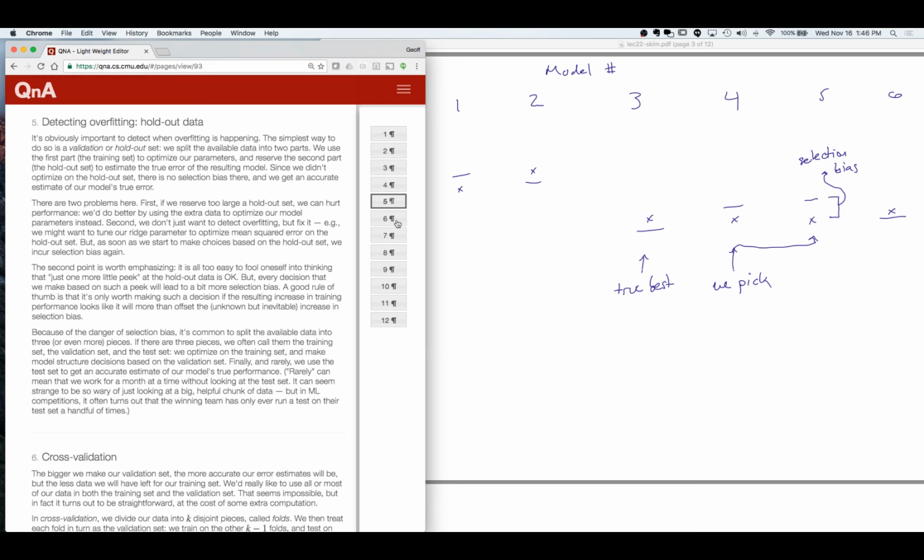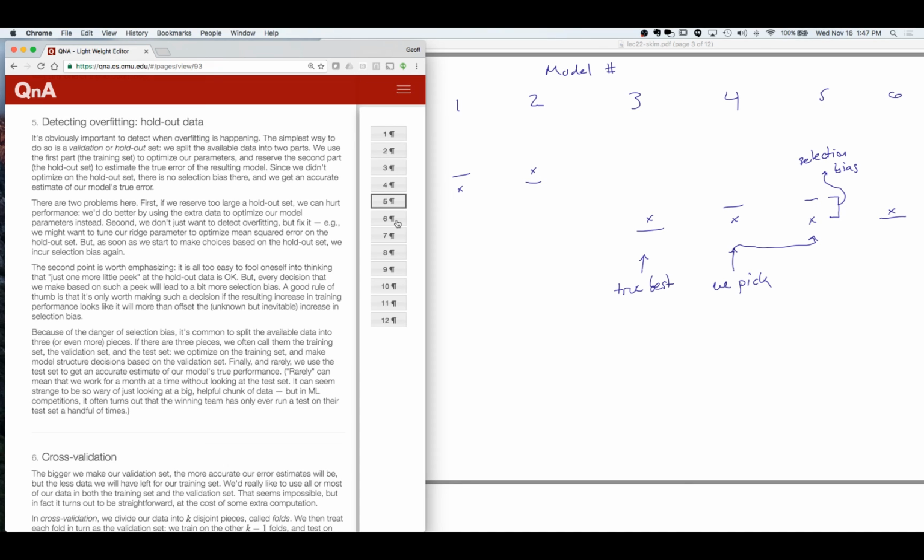The first one is if we keep too much of our data as holdout, we hurt our performance, right? We would like to train on as much data as possible because the more training data we have, the more accurately we can fit our model parameters. And second, we don't just want to detect overfitting, we want to fix it, right? So for example, if we're using ridge regression, we might want to tune the ridge parameter lambda by optimizing mean squared error on the holdout set.